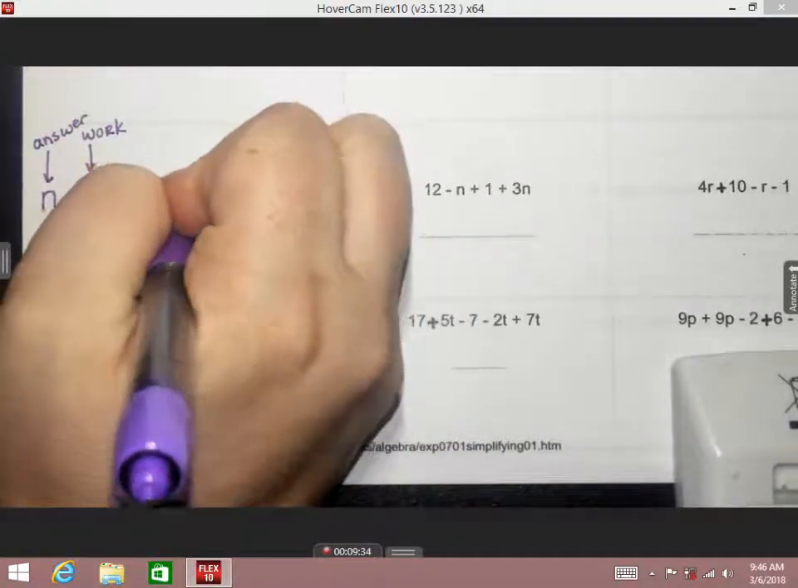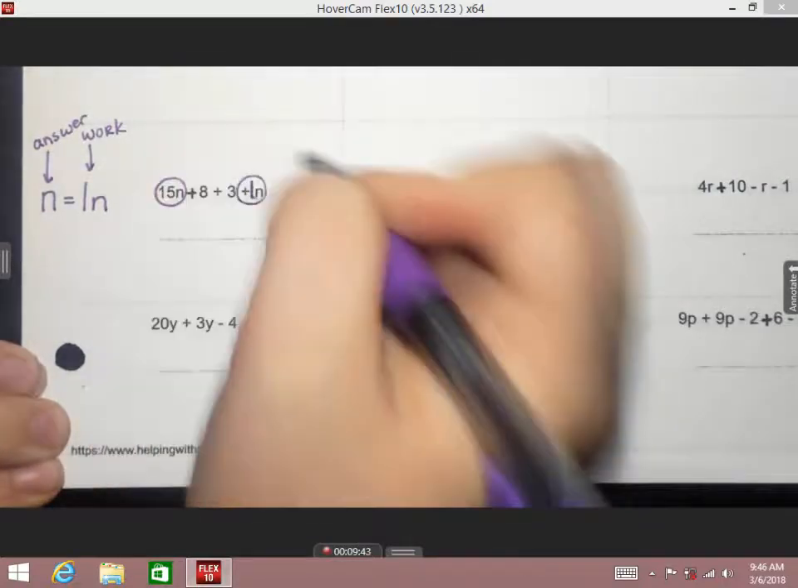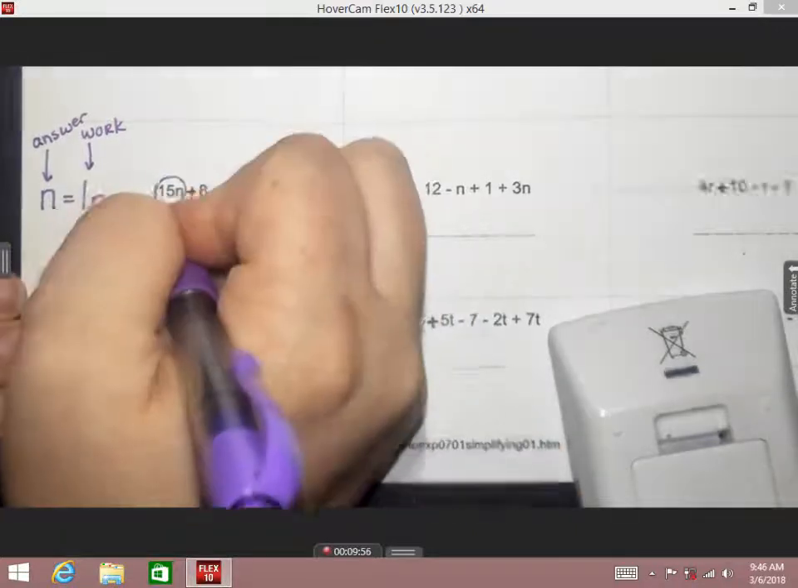15n. What is a term that is like that? What is a like term? Allie Claire. Plus n, or plus 1n. Okay, and you notice again, she told me the plus sign, so we're circling that whole thing. So what is 15n plus 1n? Saul? 15n plus 1n, what do we get? 16n.